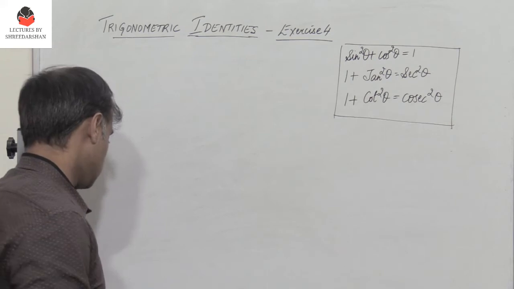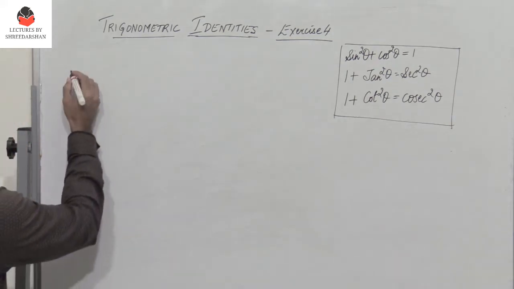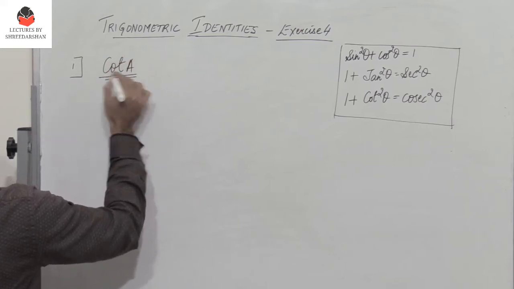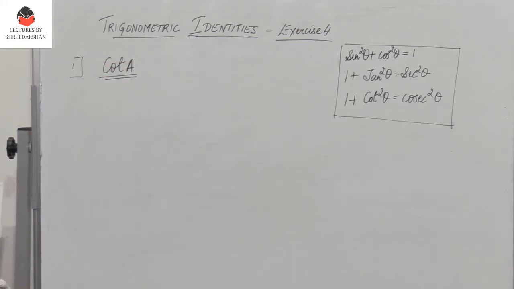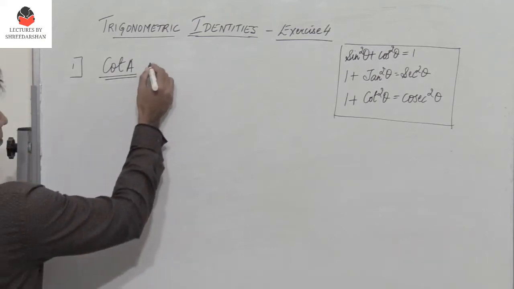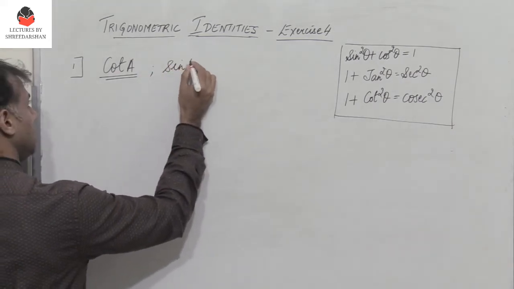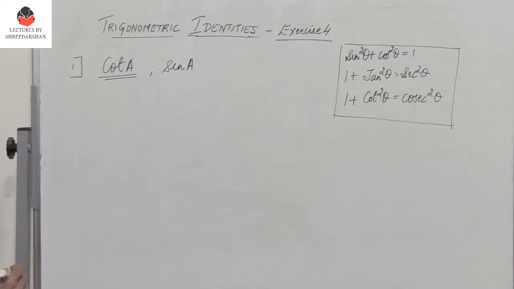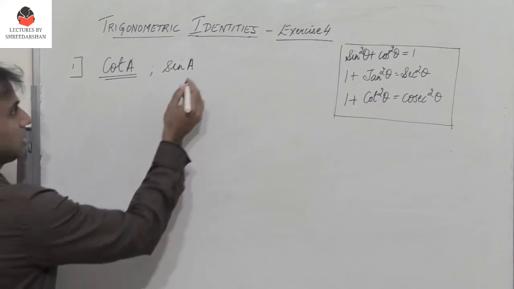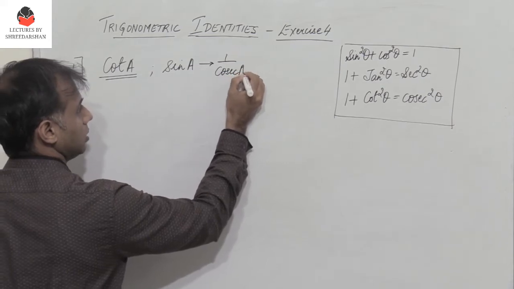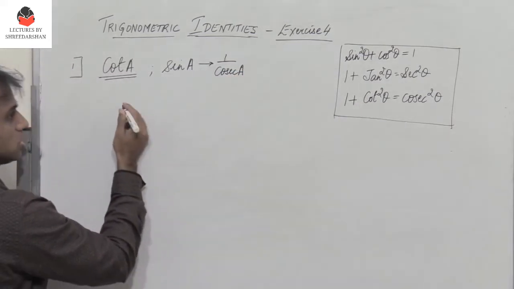The first problem states that we need to express all the trigonometric ratios in terms of cot A. Right? So I need to express sine, I need to express tan, secant, everything in terms of cot A. Okay? So first let me begin with sine A. Right? So how do I express sine A in terms of cot A? Now we know that sine A is nothing but 1 by cosecant A. Right? So I have this expression here.